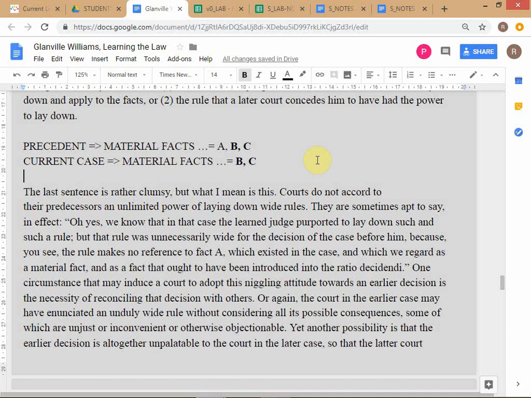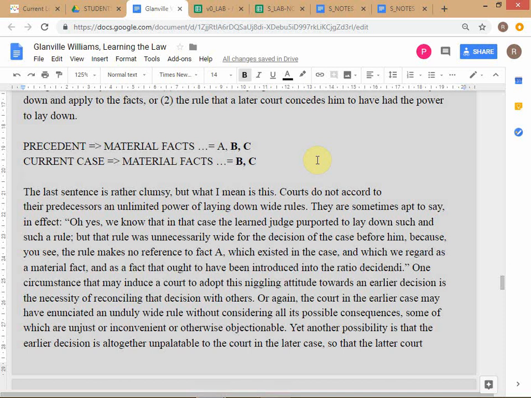And in the current case also, the material facts are B and C, and so the precedent is being cited. But if you want to restrictively distinguish this, what the lawyer will say is that the court in the previous case missed out a material fact A, which was also present in that case, and which should have been taken cognizance of by the court, but it did not.